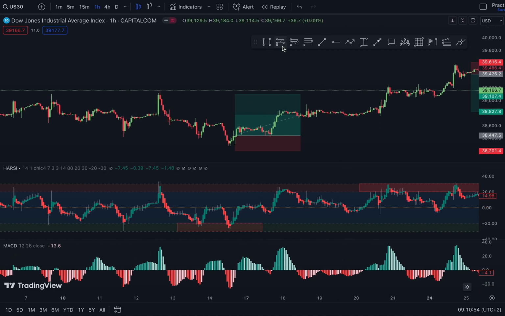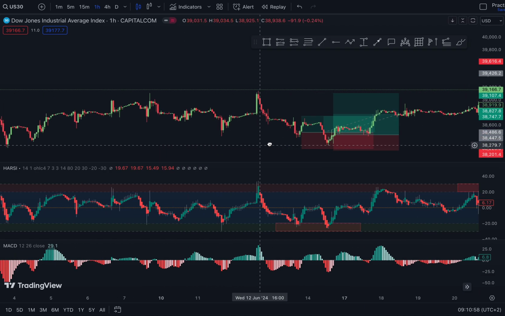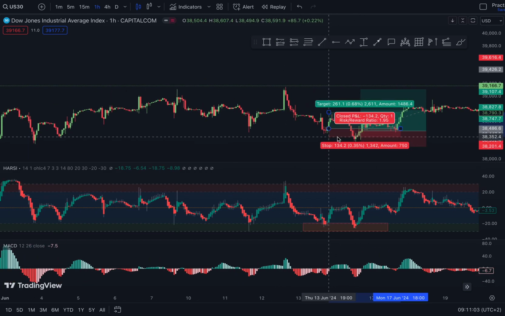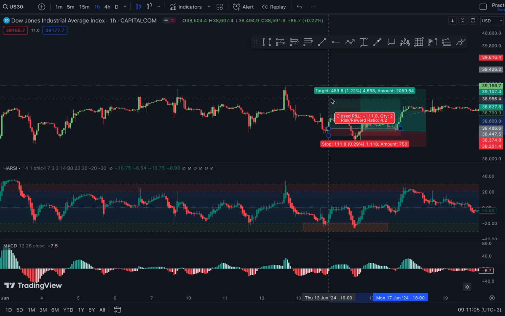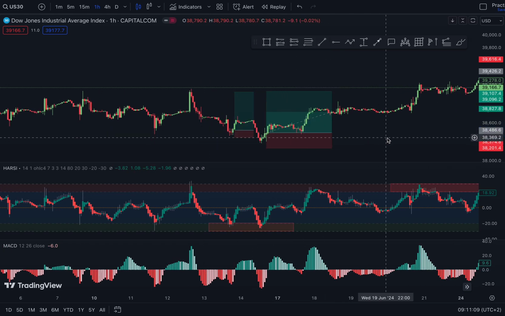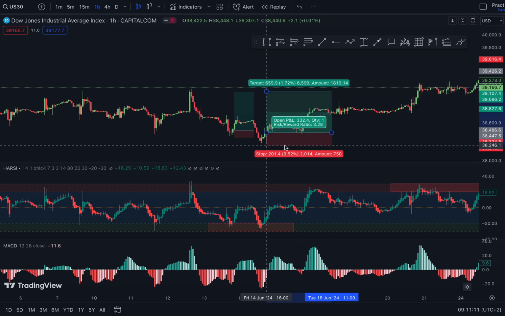I think we did have a loss here. However, I think we had a loss here. Yeah, we had a loss here. So the key is to keep your stop loss tight, so that you don't lose much. But when you win, you do win much.